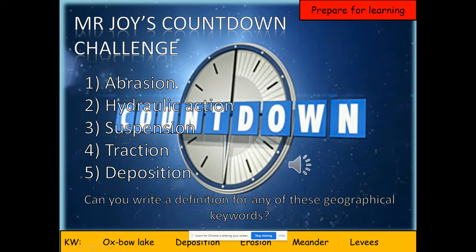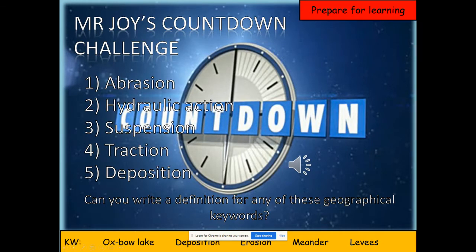Now, I know that Mr. Johnson came up with a really, really good way of remembering this, where he was talking about abrasion being the scraping of the load carried by the river, where it repeatedly scrapes across the bed or the banks of the river, dislodging particles into the flow of the river. So that's your definition of abrasion.